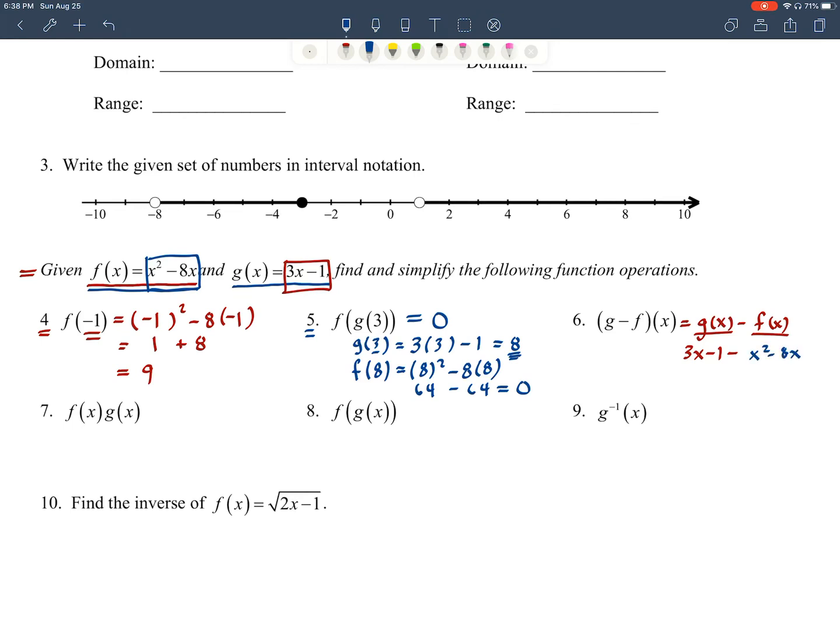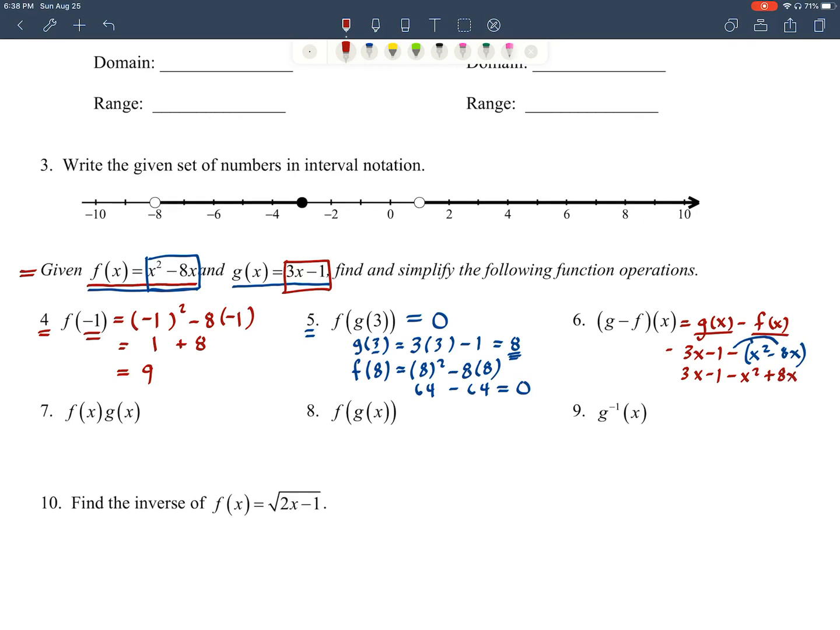Now remember, we're subtracting all of that, so you need to put parentheses around it. We're going to distribute that negative through because we're going to take away an x squared and take away a negative 8x. So what we should have right now is 3x minus 1 minus an x squared, and then minus the negative 8x is like saying plus 8x.